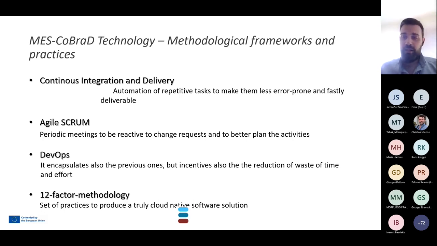And in the design of each component, to be totally compliant with the cloud native pattern definition, we are using the 12-factor methodology, which is in the end a set of practices to produce a truly cloud native software solution. So these are the highlights of the technical aspects of the MES CoBraD project.